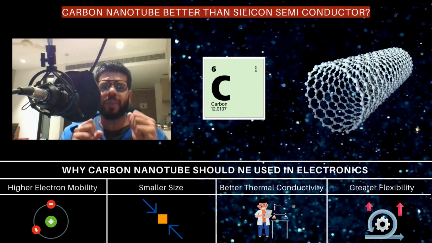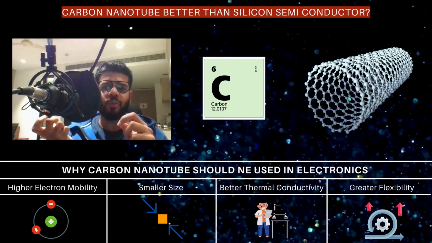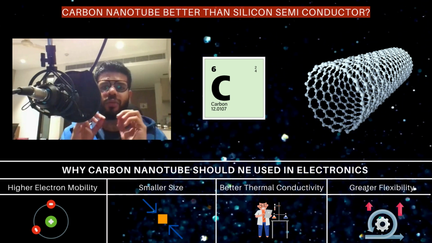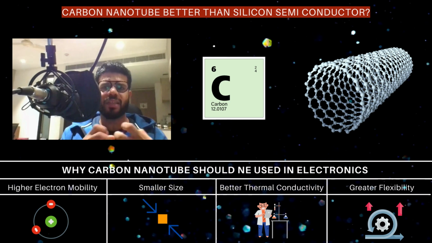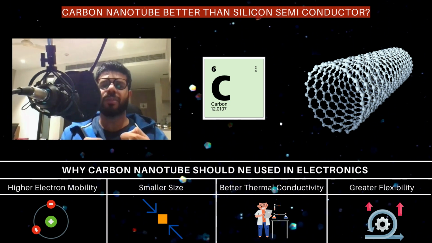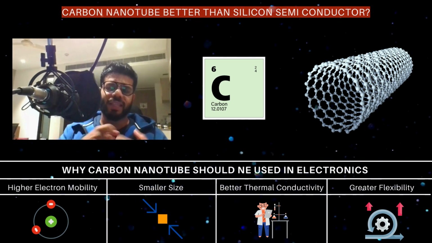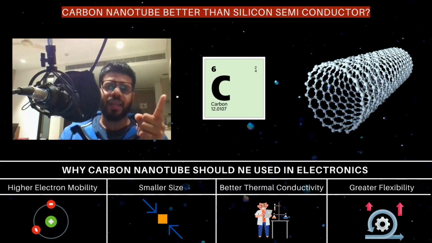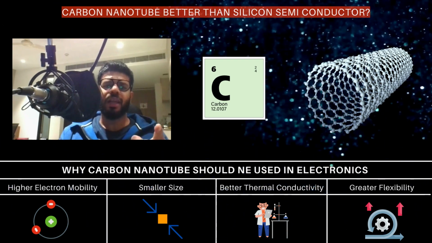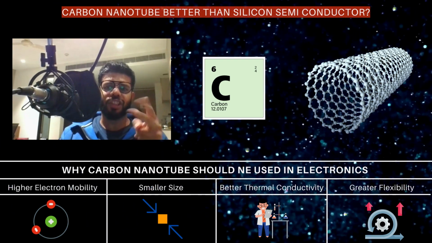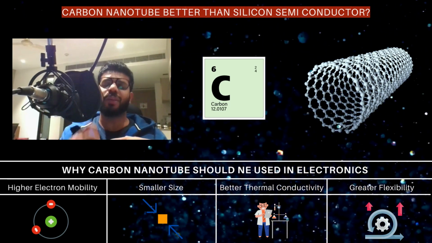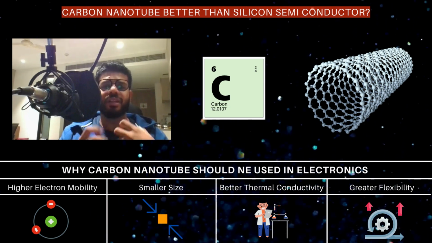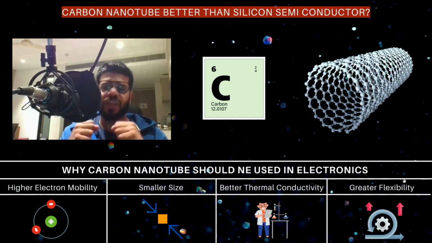Because of their exceptional mechanical, electrical, and thermal properties, carbon nanotubes are one of the most investigated nanomaterials. There are a few ways in which they are better than silicon semiconductors as well. Let's try to understand these aspects. Firstly, it has a higher electron mobility. Carbon nanotubes have a much higher electron mobility than silicon, which means they can conduct electricity more efficiently. This can result in faster and more efficient devices.